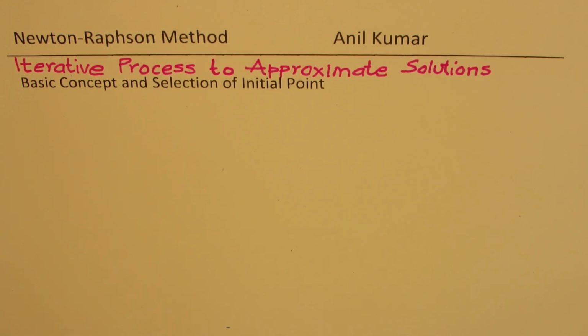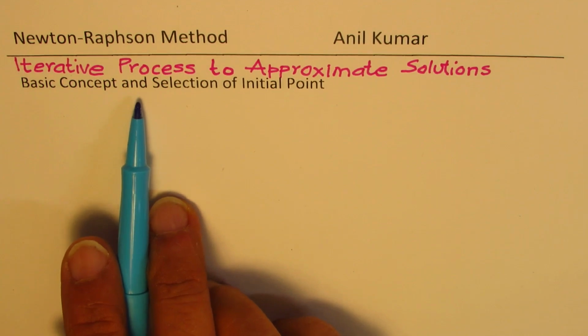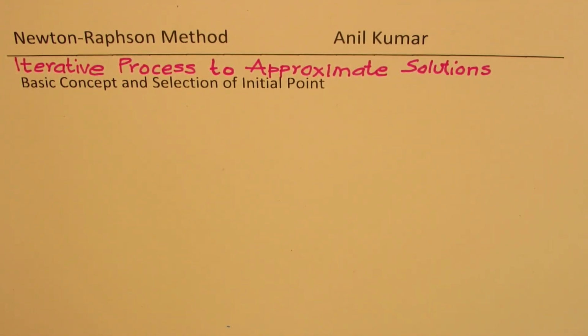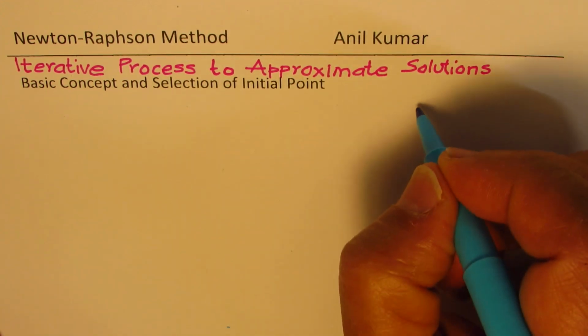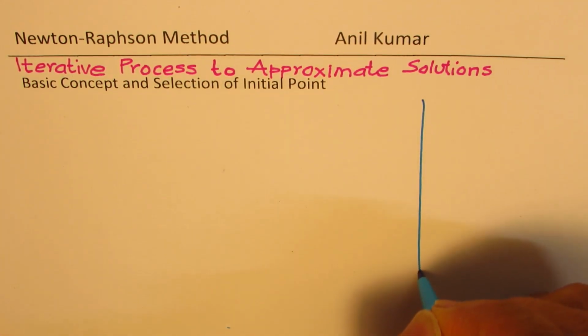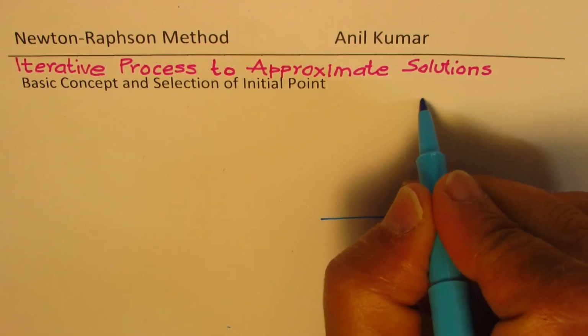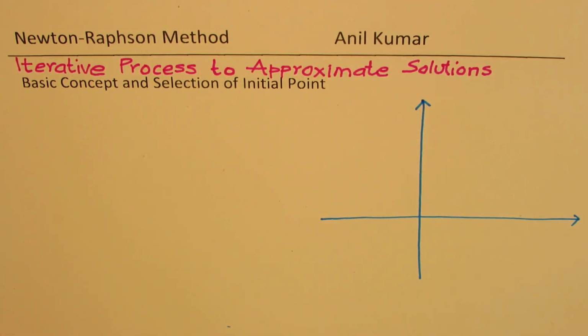Now, this method is an iterative process to get the approximate solution of equations. We'll begin with the basic concept. Let me sketch the graph of a function, and then we'll discuss the concept of finding solution using Newton's method.